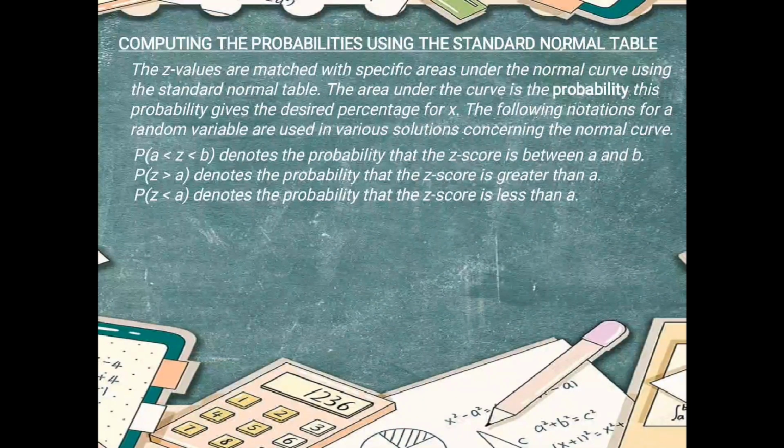The following notations for a random variable are used in various solutions concerning the normal curve. A less than Z less than B denotes the probability that the Z score is between A and B. Z greater than A denotes the probability that the Z score is greater than A. And Z less than A denotes the probability that the Z score is less than A.